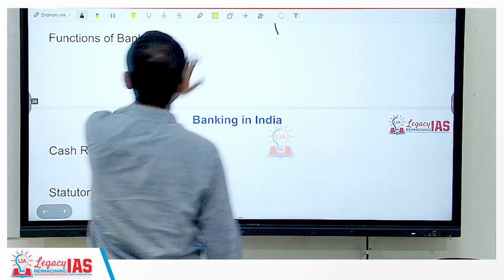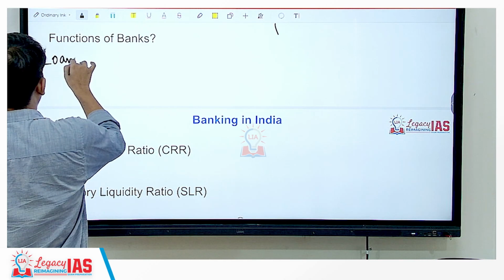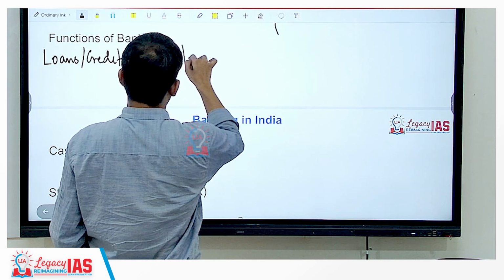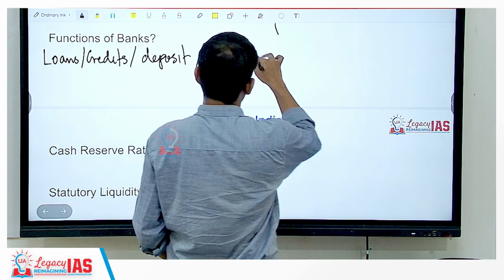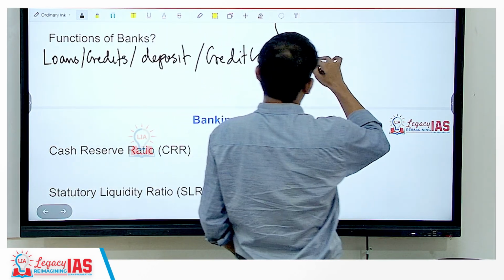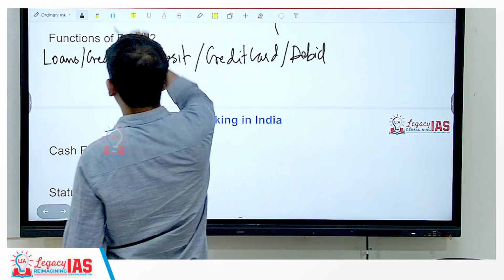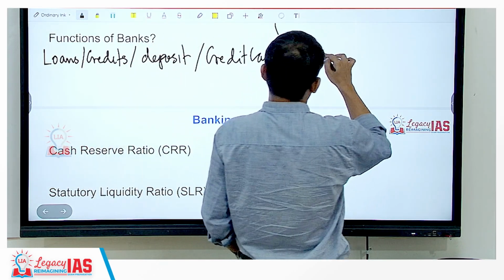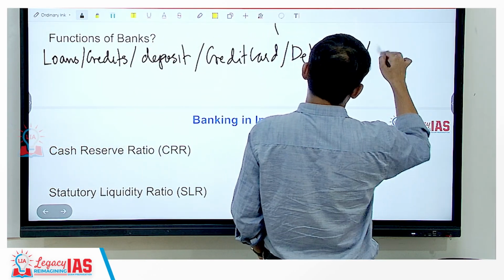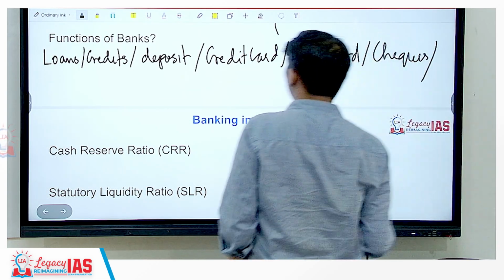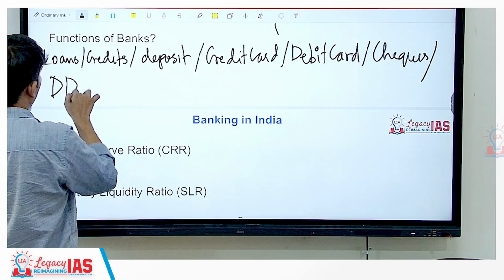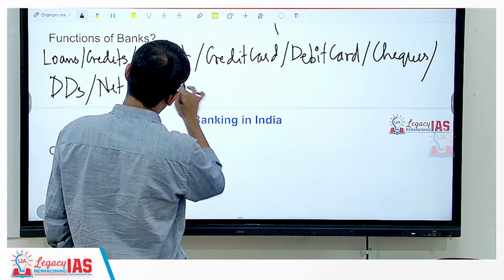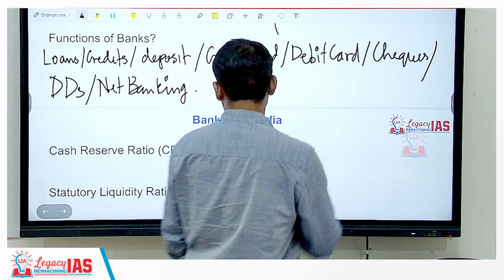Now, what are the functions of the bank? The functions of the bank are to give loans, give credits, allow people to deposit money, have various other instruments, provide credit cards, provide debit cards, provide internet. Now all those digitization and all is also there. So provide internet banking system, debit card, checks, demand drafts, DDs, now net banking, etc., and various other financial instruments are provided by the banks.